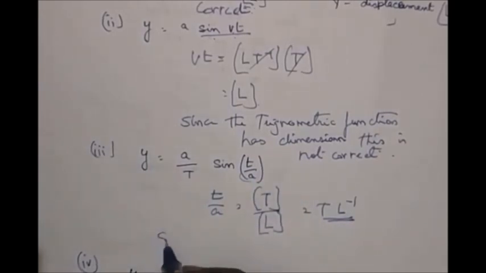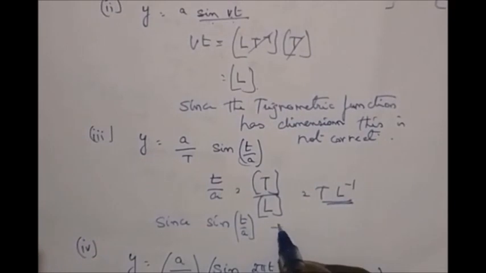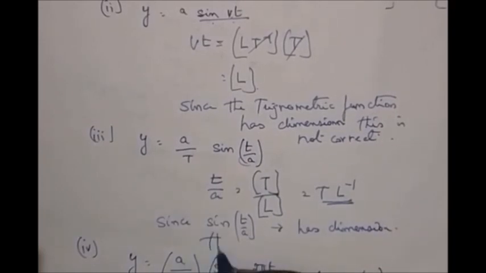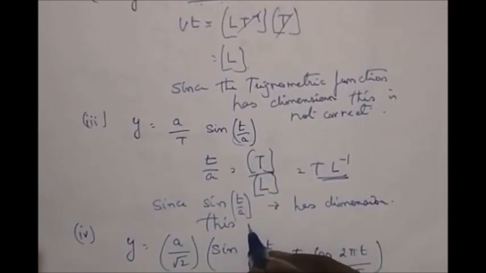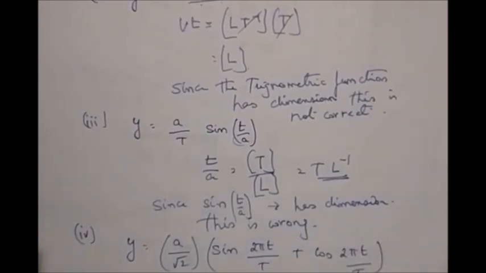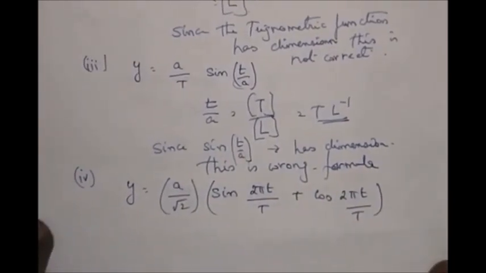So since sine T upon A has a dimension, this is a wrong formula. We'll see the last question here.